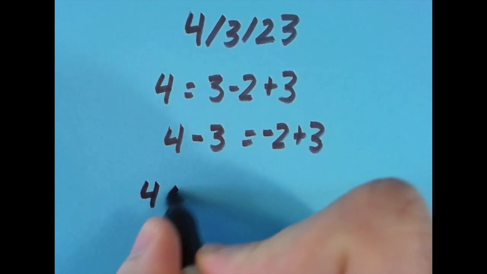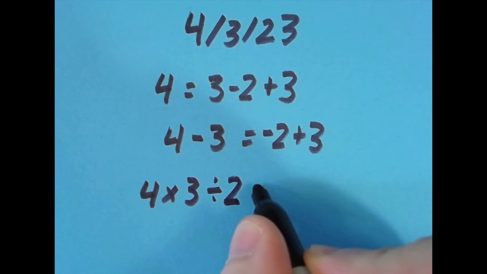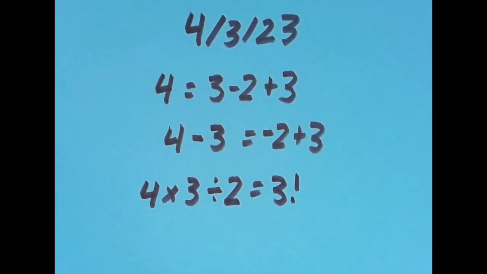And here I said 4 times 3 is 12. 12 divided by 2 is 6. And so is 3 factorial. 3 factorial is 3 times 2 times 1. And if you're not familiar with how the factorial works, I did put some information in the description for today's video for you. At any rate, that's what I chose to do for today's date.